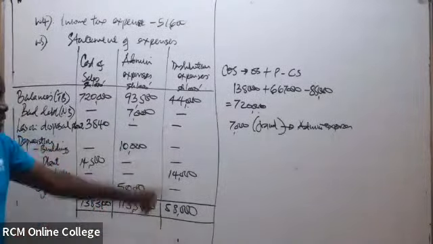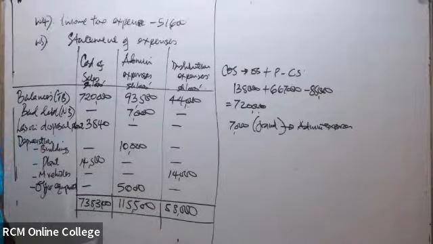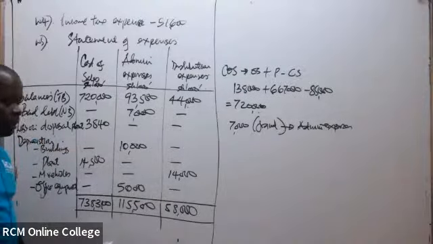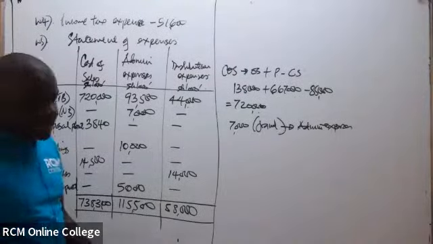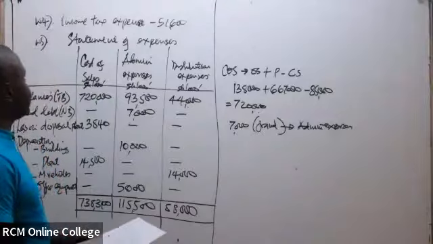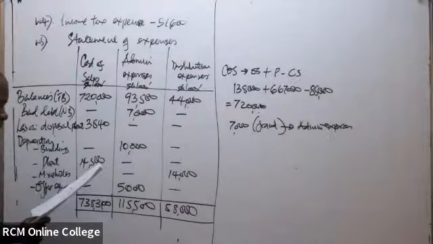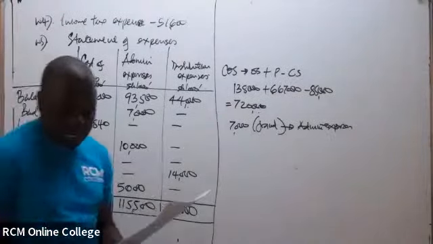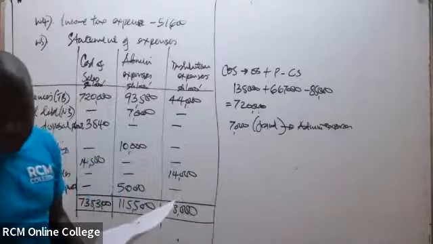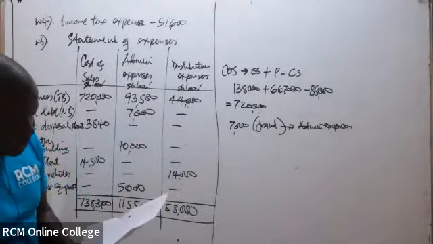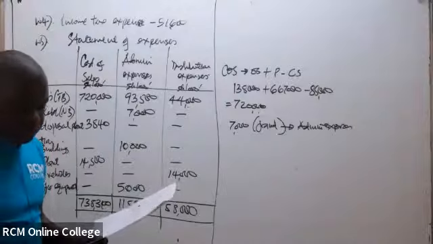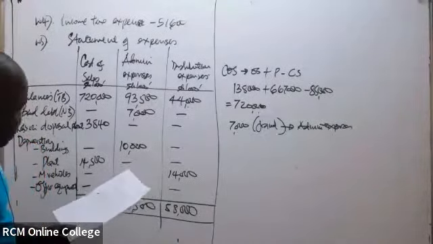I've just added, I think it's 58. Hope it is okay. So this plus this, you should be able to get 58. So that ends up becoming our statement of expenses. Once you have the statement of expenses, you can now prepare your statement of profit or loss.